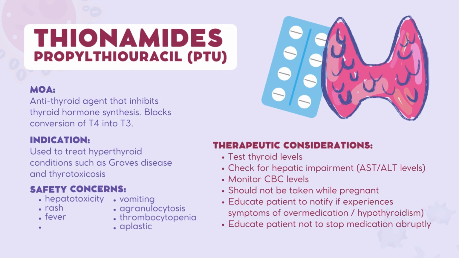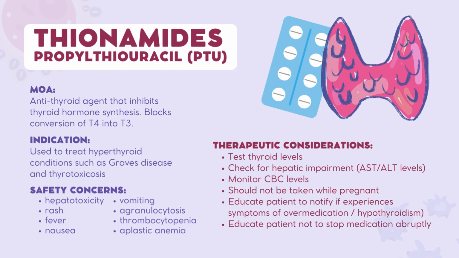All right, the last medication we're going to talk about in relation to the thyroid is thionamides, also called PTU. This drug is an anti-thyroid agent that inhibits thyroid hormone synthesis, blocking the conversion of T4 to T3. It does this because we want to treat hyperthyroidism. So if someone is secreting too much T4 or the body is creating too much thyroid hormone, we want this medication to decrease it in order to treat conditions such as Graves' disease or thyrotoxicosis.